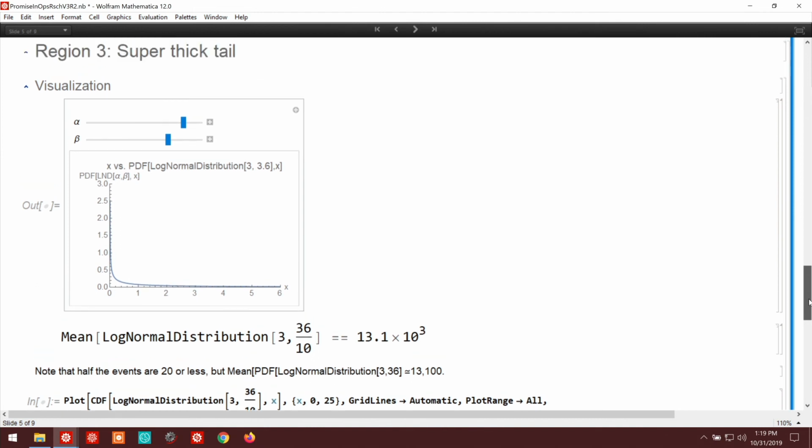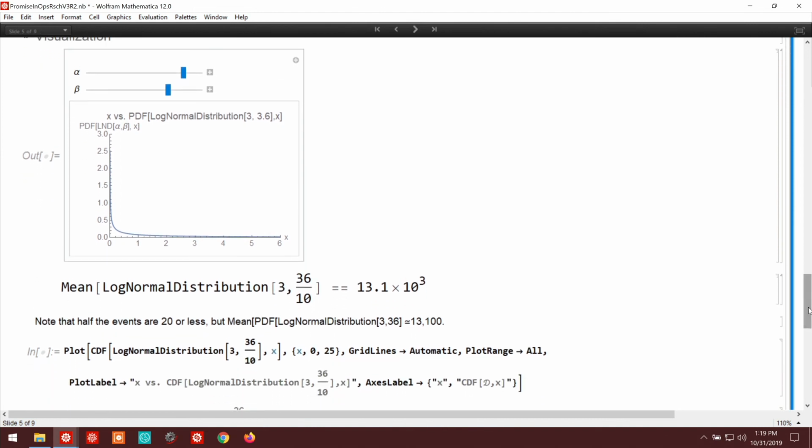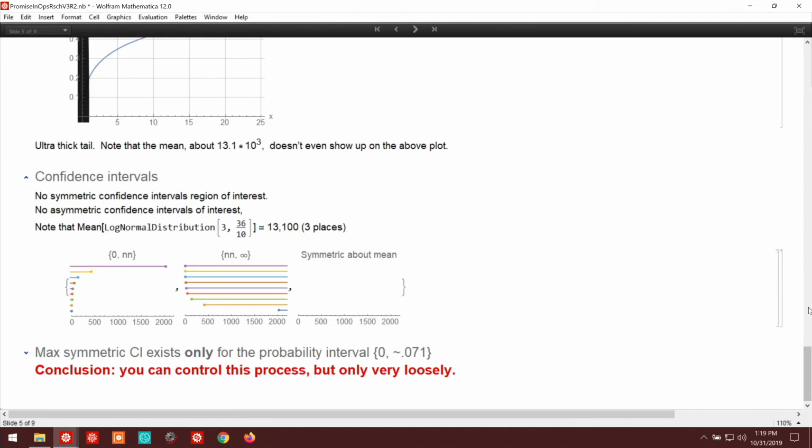Region 3 is just about counterintuitive. We're looking at a log normal distribution with alpha 3 and beta 3.6 here. The mean of this, instead of being 3 or 5 or 6 the way you think it is, is 13,000. Way over to the right. The tail is very, very small. The tail goes out a very long way. And in this one, we lose yet more.